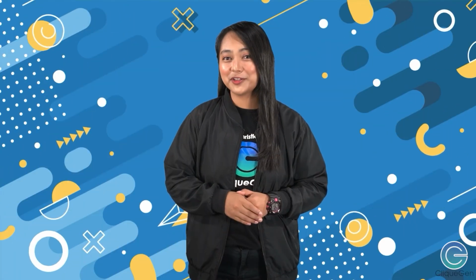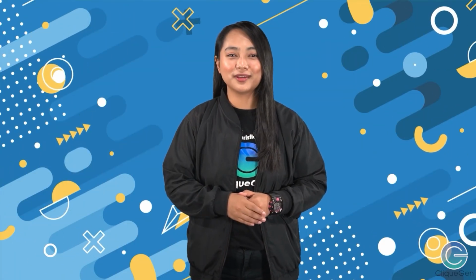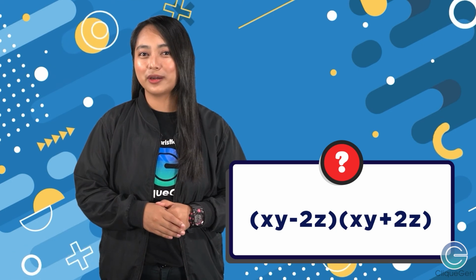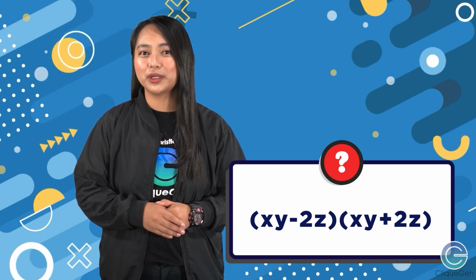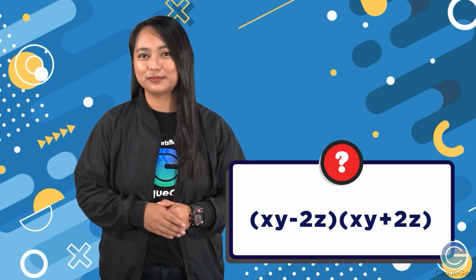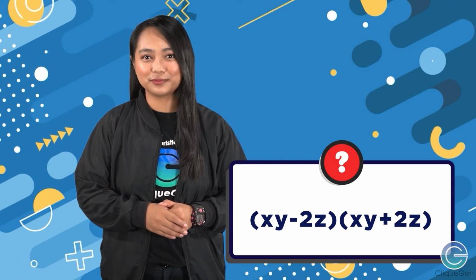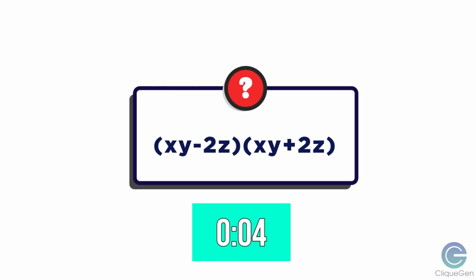In 5 seconds, try to answer this problem. What is the quantity xy minus 2z times the quantity xy plus 2z? Your time starts now. And the answer is x squared y squared minus 4z squared.